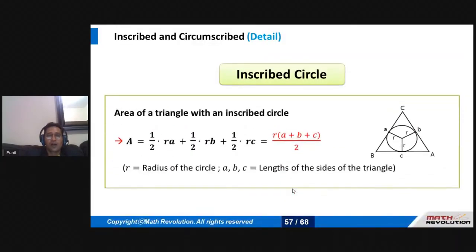Now this upcoming slide is very crucial. Direct application questions have been seen on this part. If there is an inscribed circle, they always ask you to find either the area or the inradius. So the area of a triangle with an inscribed circle is one over 2 times r a, plus half times r b, plus half times r c, or you could say r times (a plus b plus c) divided by 2. r is the radius of the circle, a, b, c are the lengths of the sides of the triangle. Direct formula: r times (a plus b plus c) divided by 2.